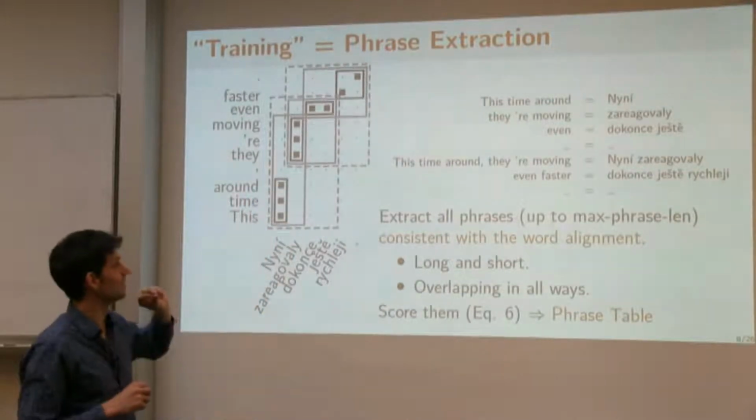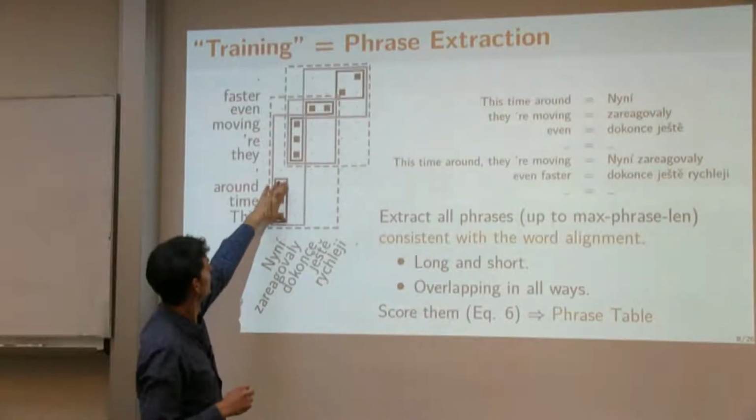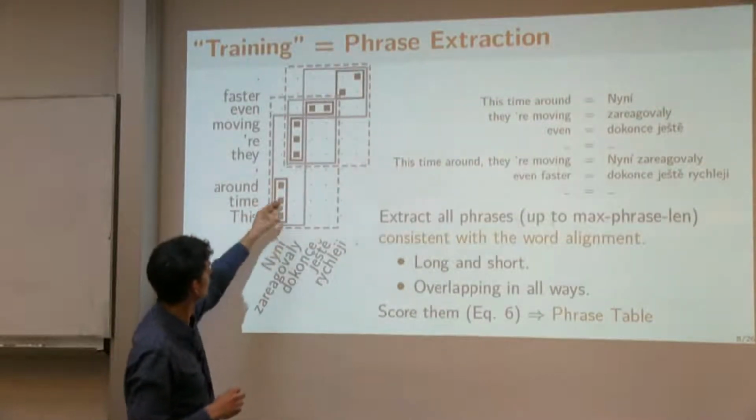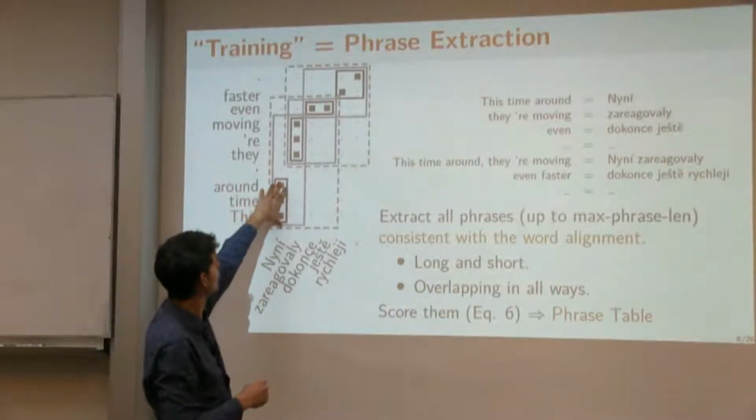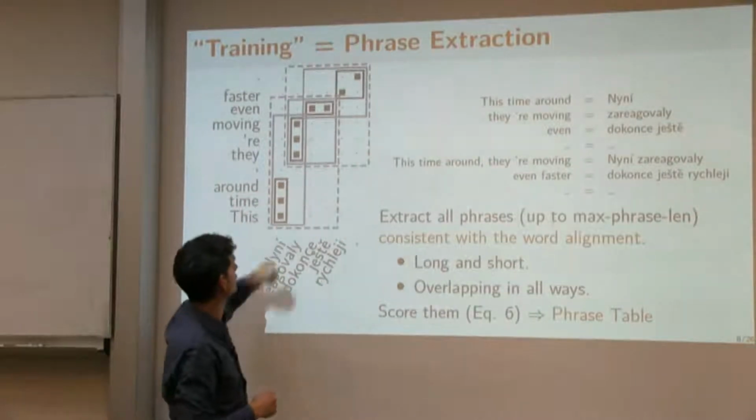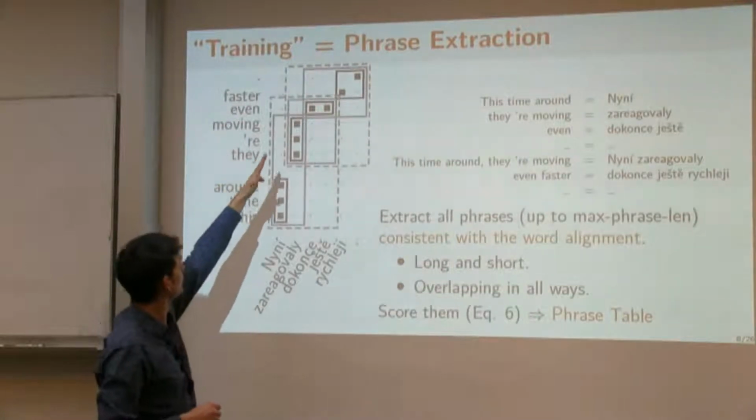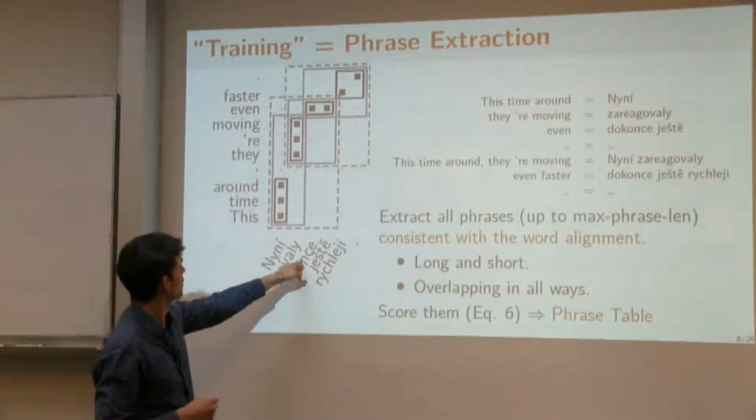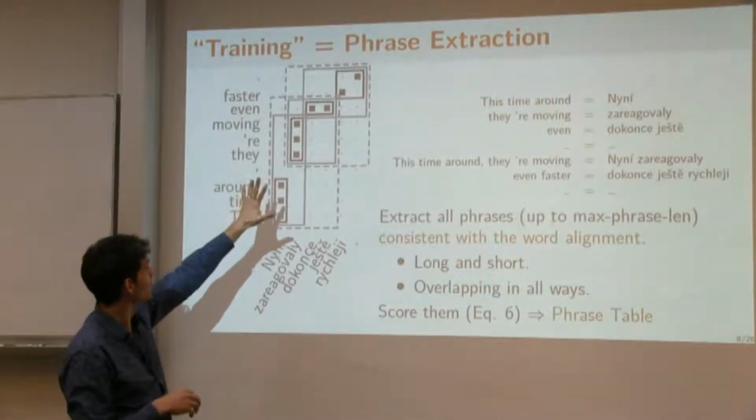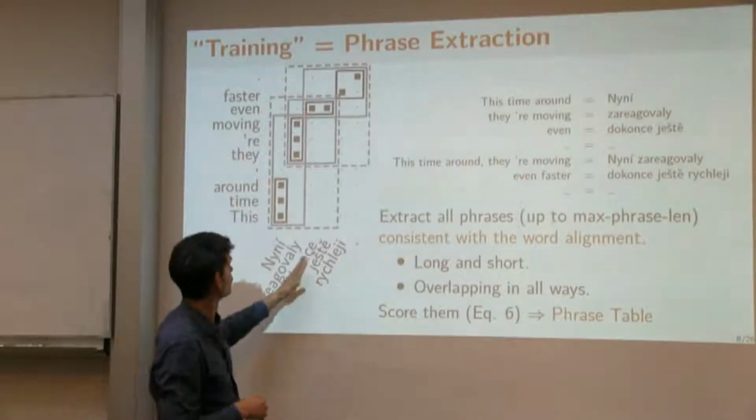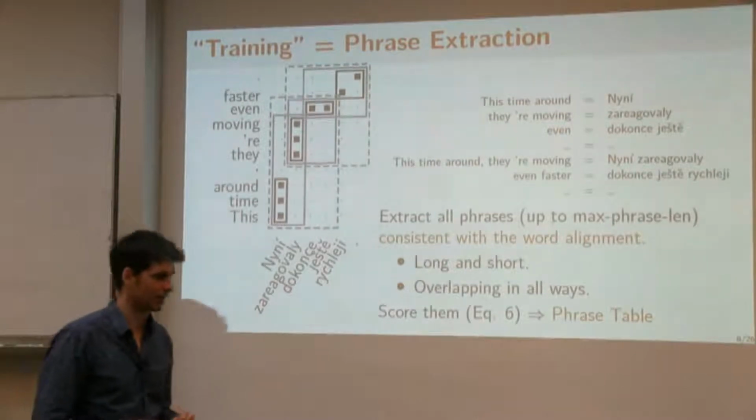So the consistency with the word alignment makes sure that you extract rectangles so that always, whenever you touch a column, all the points, all the dots in that column are included in the rectangle. And whenever you touch a row, all the dots in that row are there. So similarly, "even" cannot be translated based on this sentence as dokonce only. To translate "even" correctly based on the evidence from this sentence, you have to use the two words dokonce ještě. So that is the consistency of phrases with the word alignment.